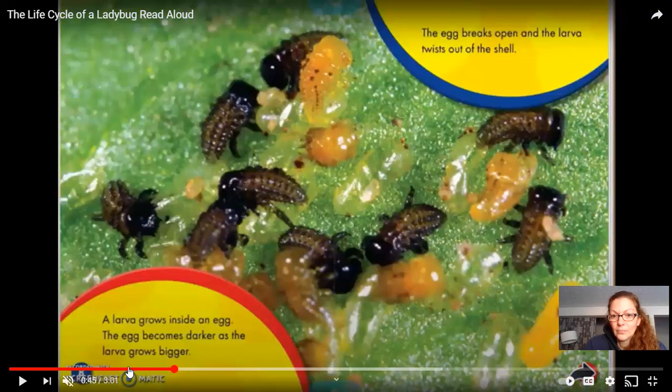All right. The larva grows inside an egg. The egg becomes darker as the larva grows bigger. So this was the egg. The egg breaks open and the larva twists out of the shell. So this yellow stuff, oh, this is a good one right down here. Looks like the yellow jelly bean, right? Inside of it is the larva. Now look carefully at those. If you saw one of those, what does it look like, a ladybug?